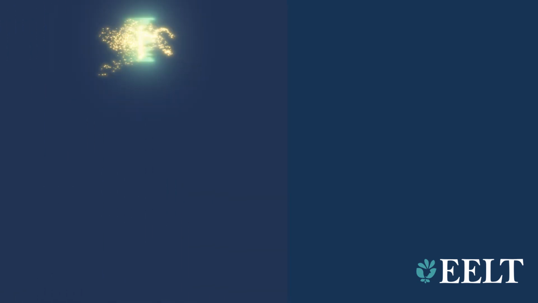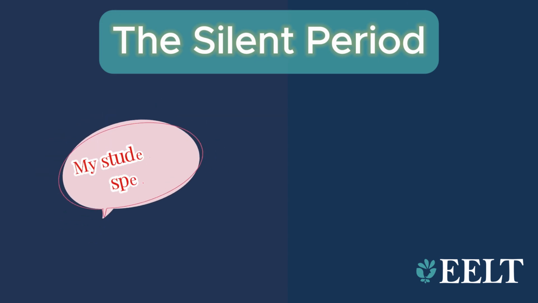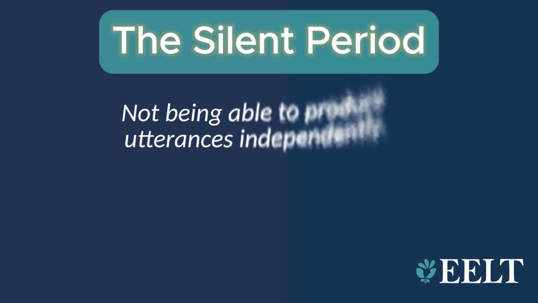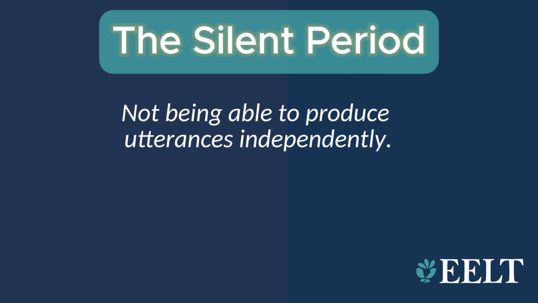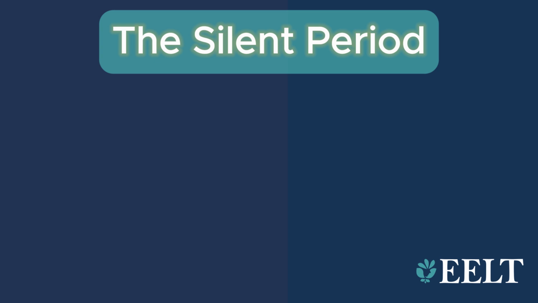Before we explore the turn and talk activity, let's turn our attention to the silent period. You might say that your learners are still in the silent period, so they can't speak or they're not going to speak. Now, I would argue that the definition of the silent period is not being able to produce utterances independently, or not having the confidence to produce utterances independently. But we're not talking about that.